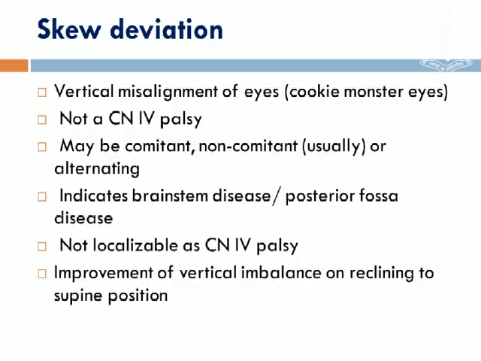So, as said, skew deviation is a vertical misalignment. It is not a cranial fourth nerve palsy. It can be comitant or non-comitant. It is not localized; your Bielschowsky test will not localize this. It could be associated with your INO. Sometimes INO and skew deviation could coexist. But this vertical imbalance improves on reclining to the supine position, the patient says.